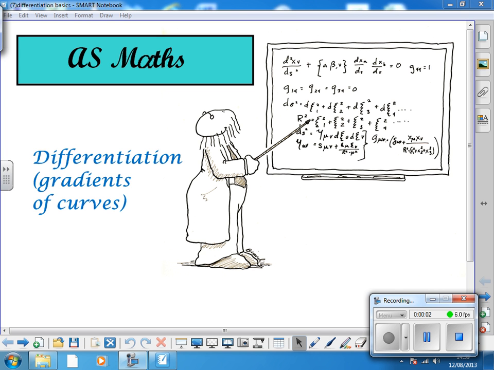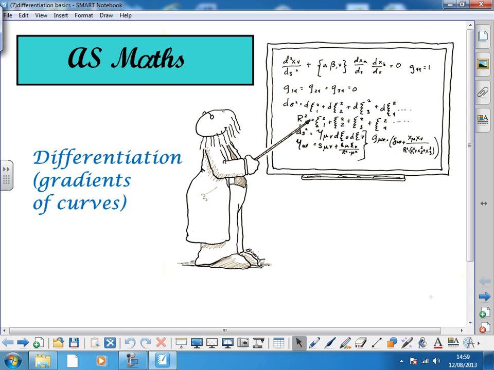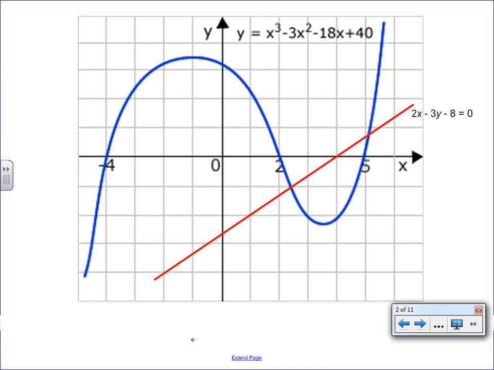So you should have learned a bit about gradient in GCSE. y equals mx plus c, gradient is m. We've done it as well in coordinate geometry. So we're going to have a look now at gradients, not of lines, of curves.